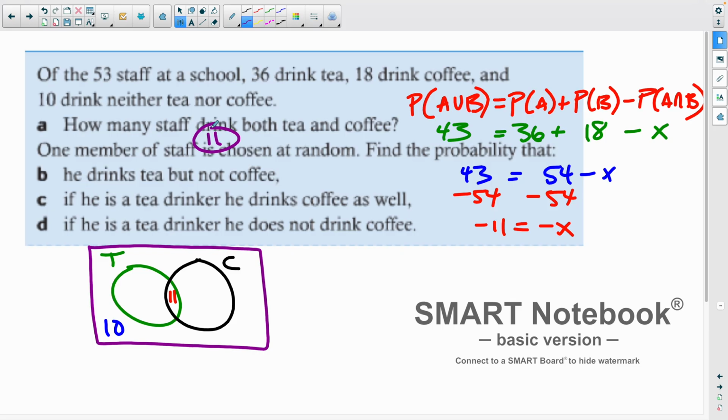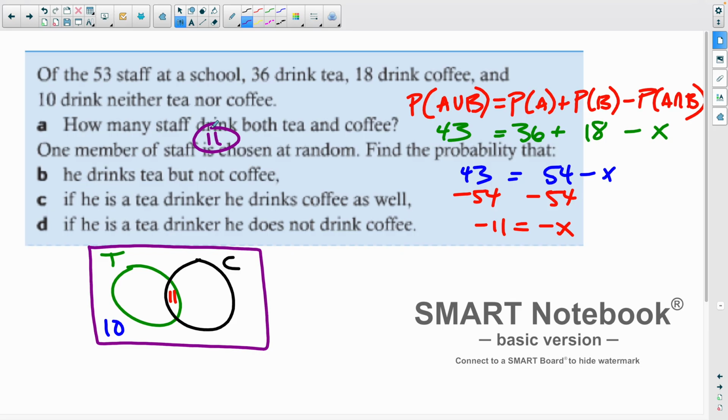Okay? But now it switches gears a little bit here in the middle of the problem. One staff member is chosen at random. Find the probability that he drinks tea but not coffee. Okay? So now it's probability. Now I have to have a number between 0 and 1. Okay? Which means I need to do a fraction.